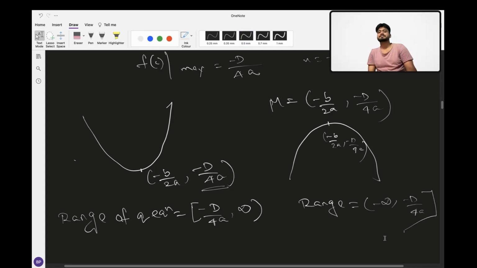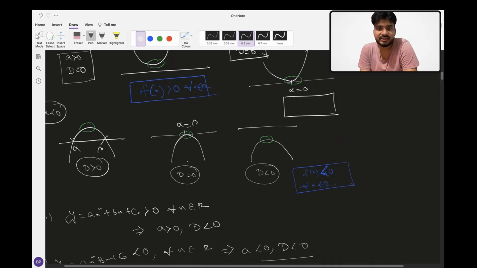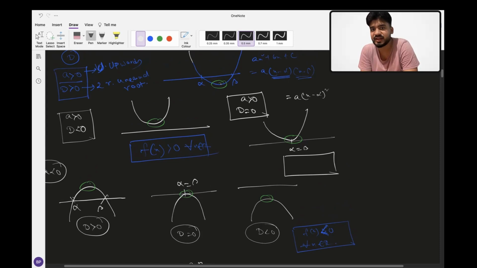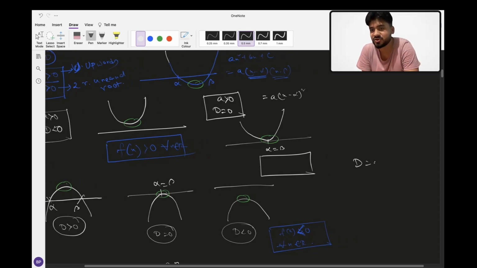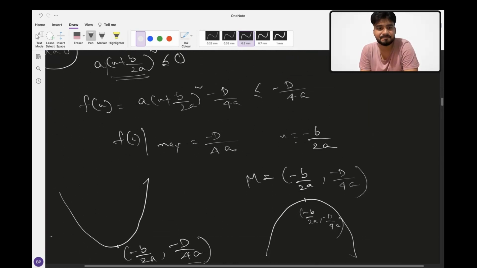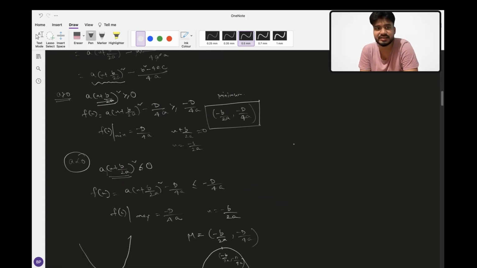Have you got these points? Very good. So you can mark these points now, very carefully and easily: minus b by 2a and minus D by 4a. Here you can say D is equal to 0, that's why it is touching the x-axis also. Because D is 0, minus D by 4a will also be 0, so the y value is coming 0. So you can mark all of these points. I hope all these things are clear.